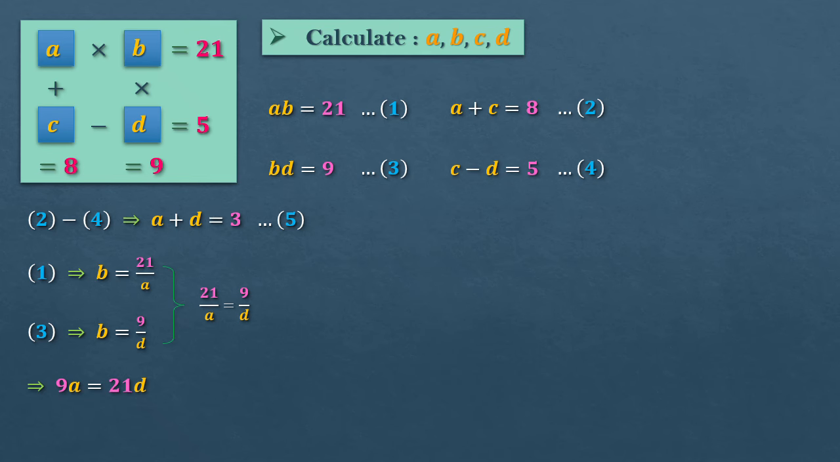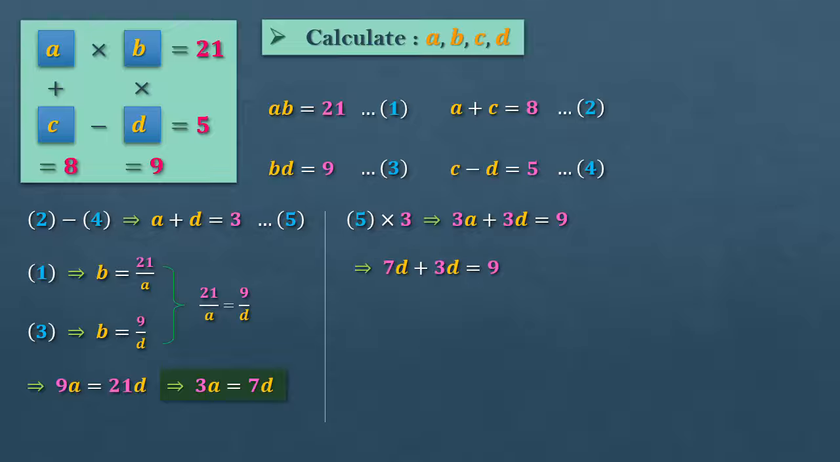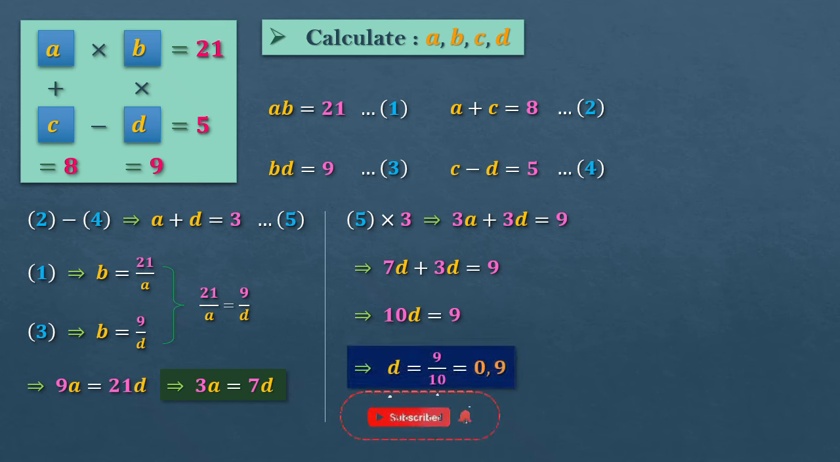Cross-multiplying gives 9 multiplied by A equals 21 multiplied by D. This simplifies to 3 multiplied by A equals 7 multiplied by D. We keep this result. Next, we multiply equation 5 by 3, giving 3 multiplied by A plus 3 multiplied by D equals 9. Replacing 3 multiplied by A with 7 multiplied by D from our previous result gives 7 multiplied by D plus 3 multiplied by D equals 9, which implies 10 multiplied by D equals 9. Thus, D equals 9 divided by 10, which equals 0.9.